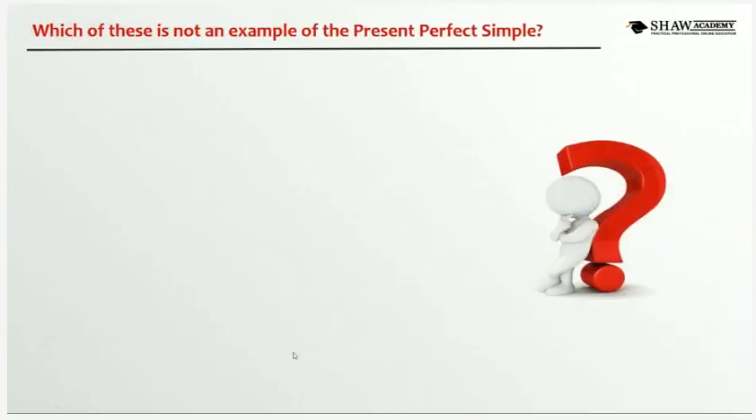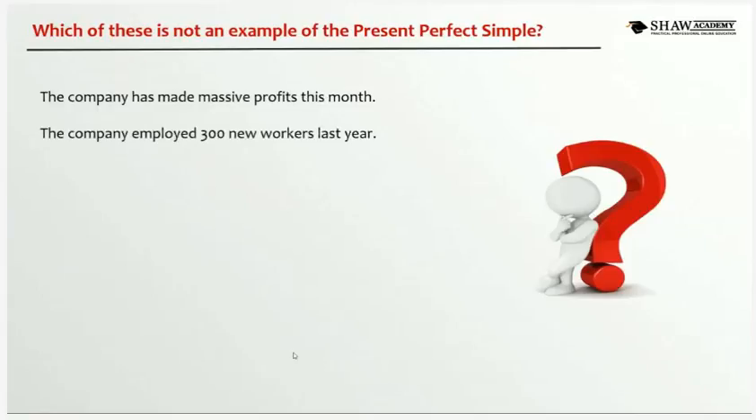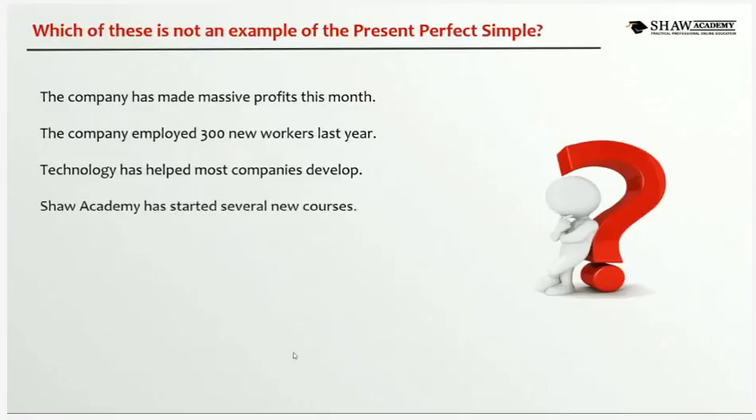Okay, guys, which of these is not an example of the present perfect simple? So the company has made massive profits this month. The company employed 300 new workers last year. Technology has helped most companies develop. Shaw Academy has started several new courses. So which of those is not an example of the present perfect simple? Exactly, number 2. So the company employed 300 workers last year, and that is an example of the past simple, of course.